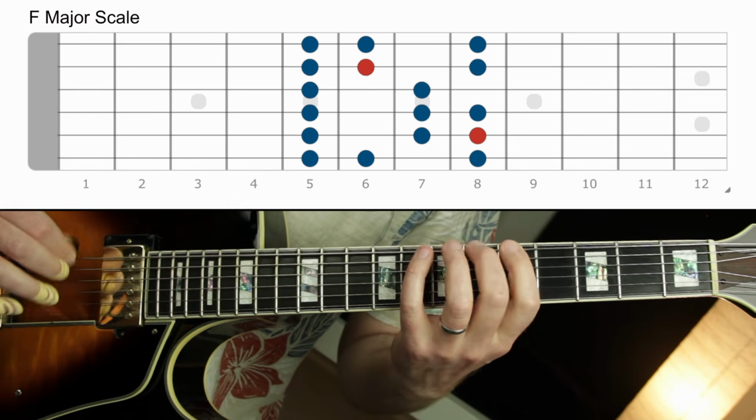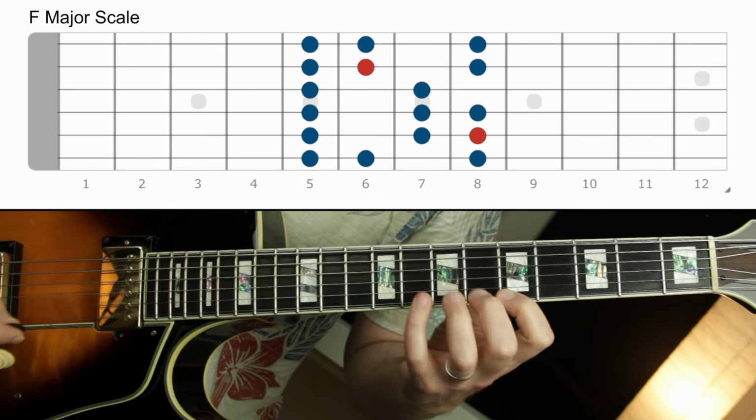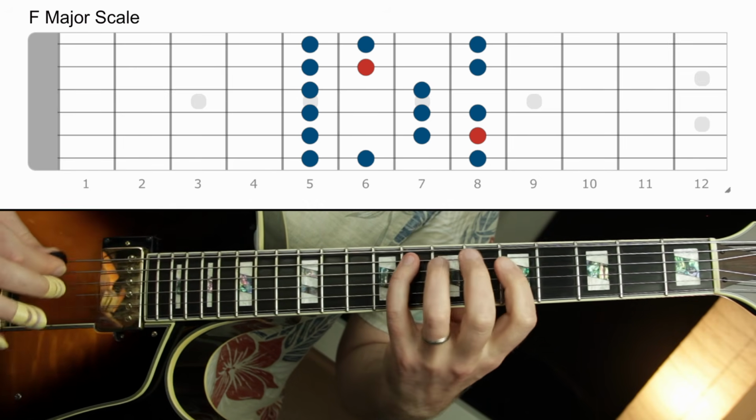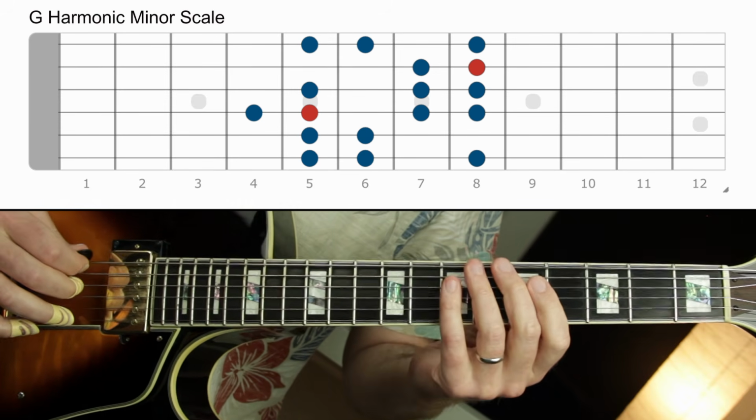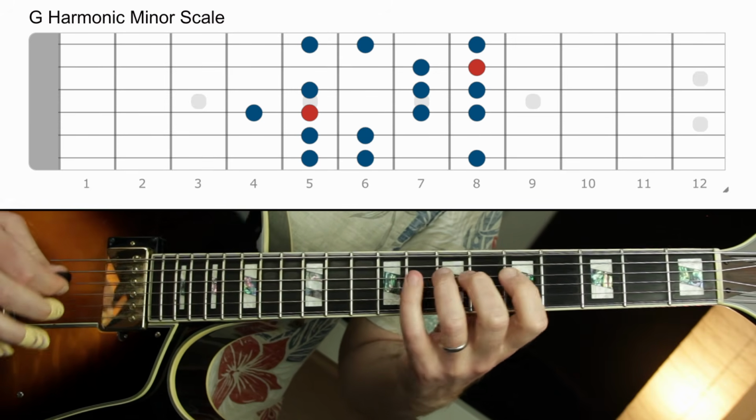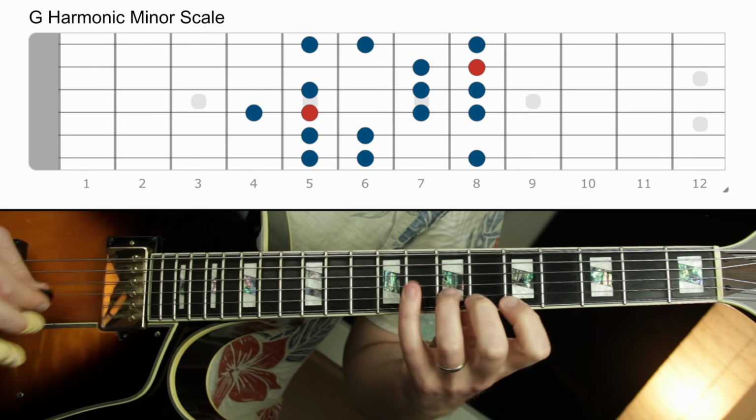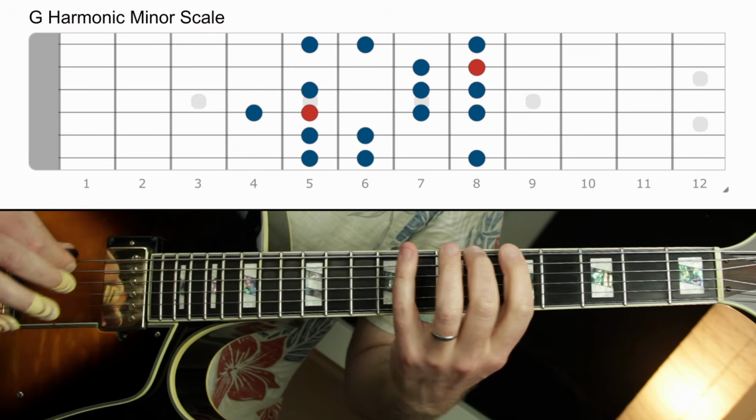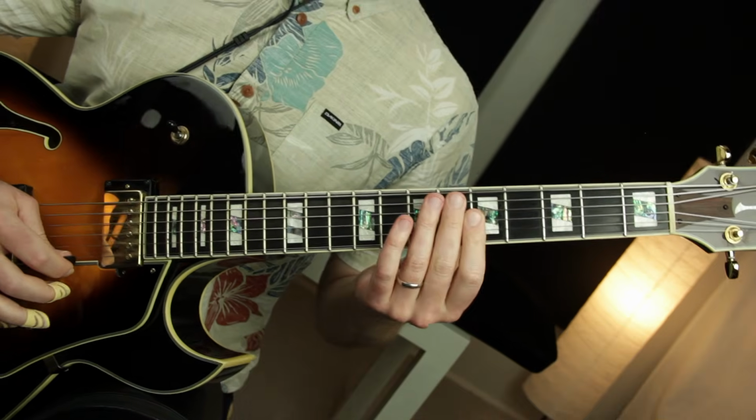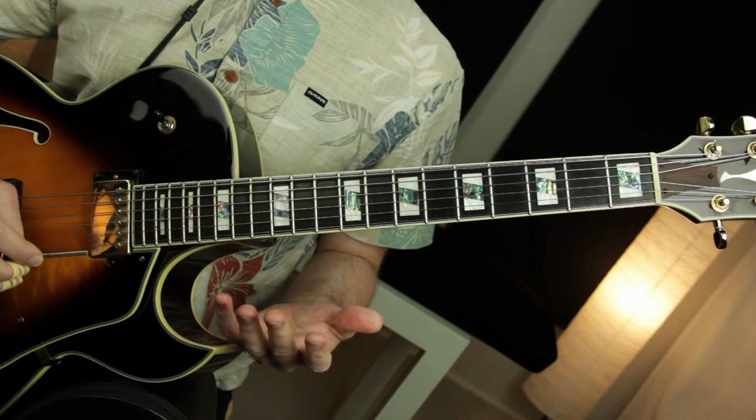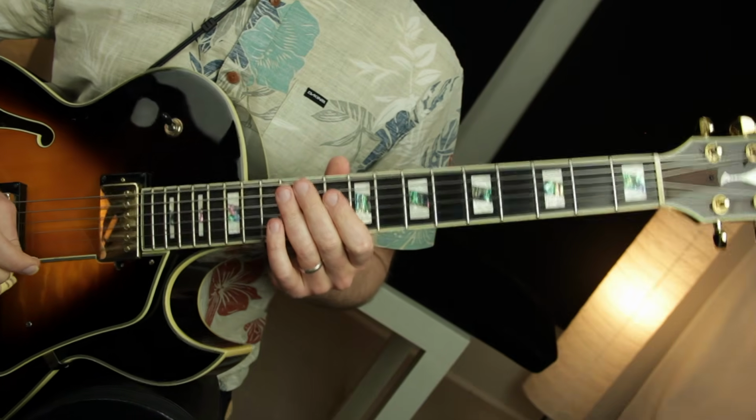F major scale. There's F major, and then G harmonic minor scale. Coming back to the root there just for fun. Those are all the scales. I will now demonstrate improvising with those scales through the progression. Let's do that.